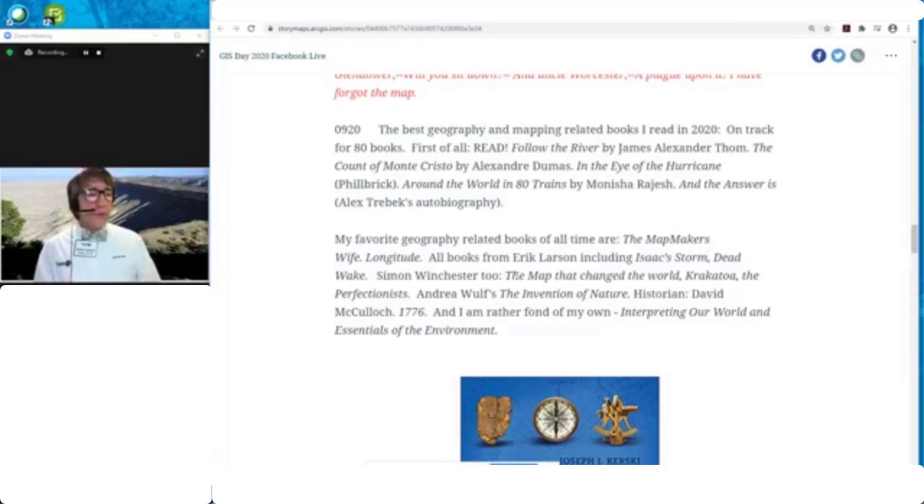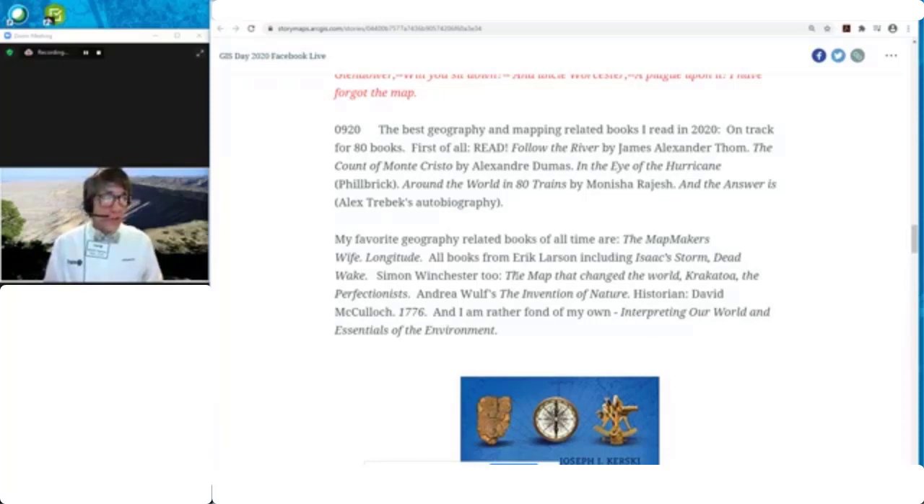My favorite geography-related books of all time: The Mapmaker's Wife, about the French surveying team that goes down to Ecuador and surveys 1 degree of longitude at the equator. Fascinating. And then the voyage that a couple of them took across the Andes over to Guyana. Longitude by Dava Sobel. I think many of you know about that book, but it's a fascinating tale about the longitude clock and the contest there.